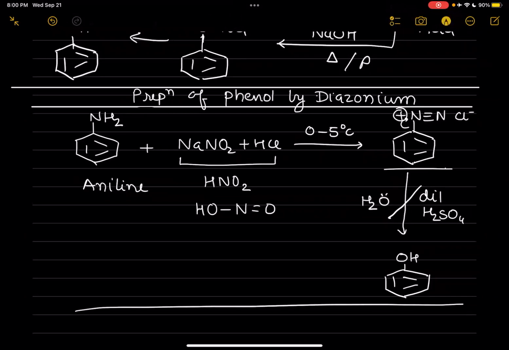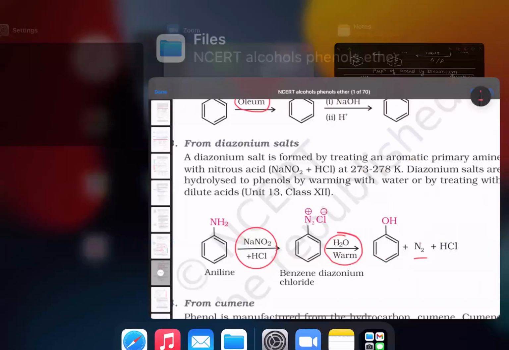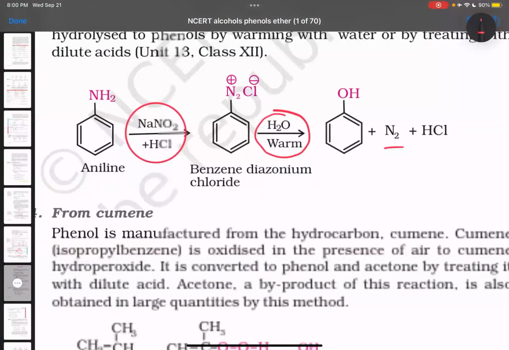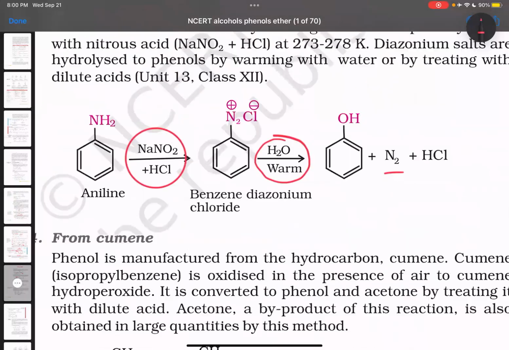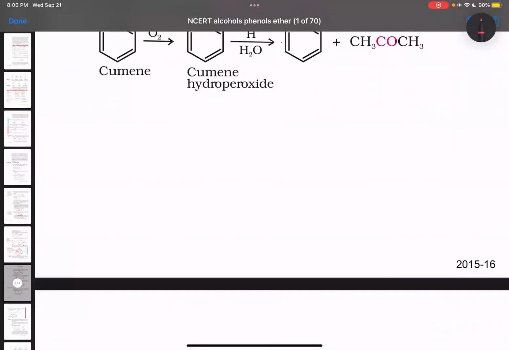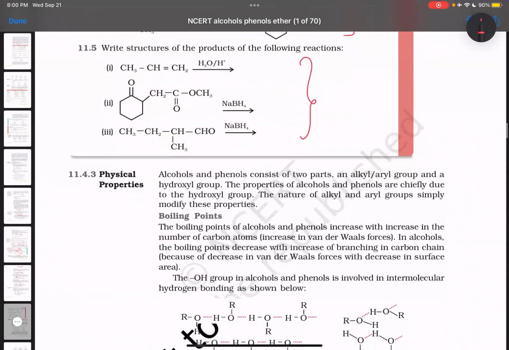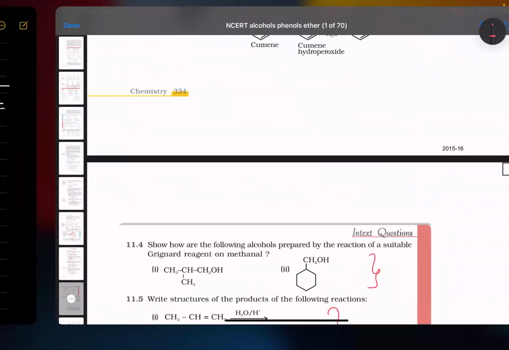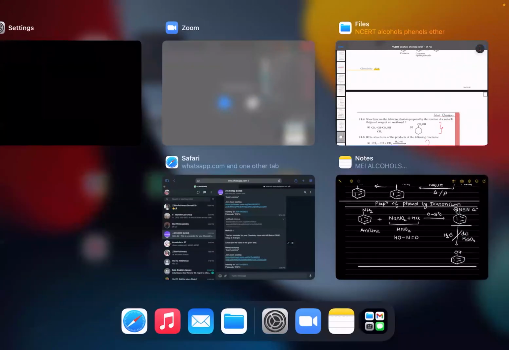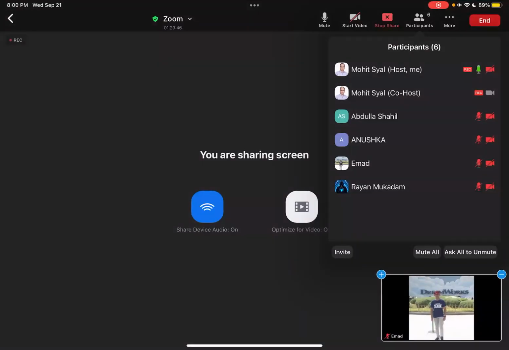Okay, so let's cover some more things next time. In the meantime, you can do the practice questions from this cumene hydroperoxide method. We will cover it next time. Meantime, you can practice these reactions, Grignard. Okay, this all we did. And some questions of Grignard from the back exercise, that you can try. So let me end today's class.